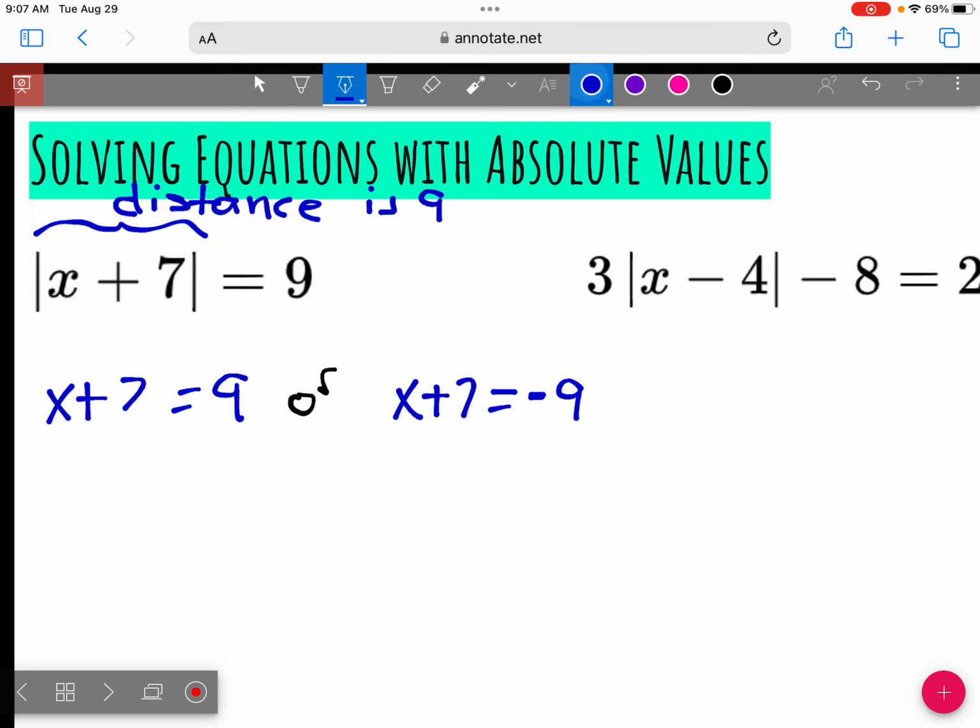Okay, so then we need to finish solving these for x. What do? Subtract 7 on both sides. So we get that x equals minus 9 minus 7 gives us 2. Or x equals minus 7 on both sides. Negative 9 minus 7. Negative 16.